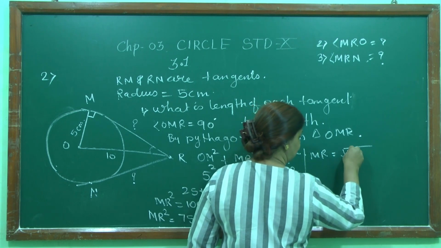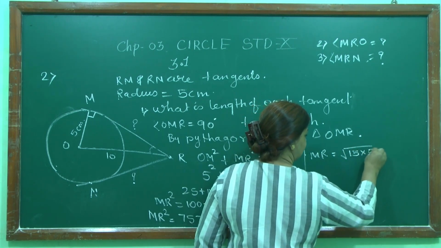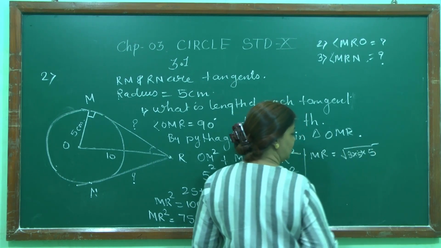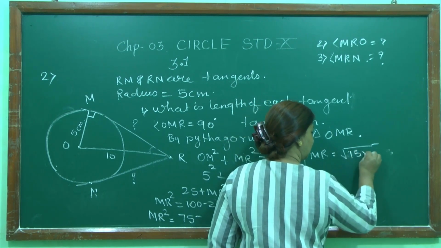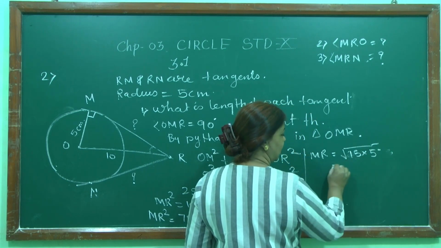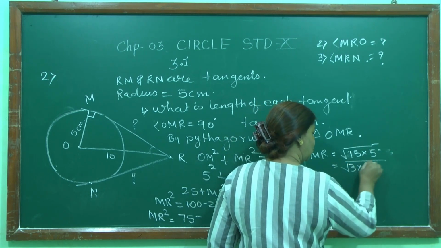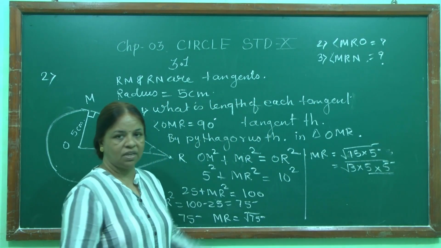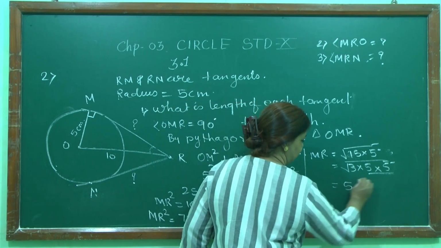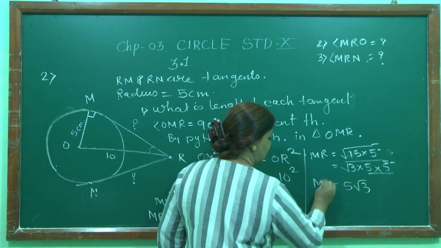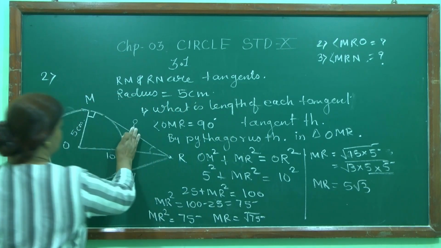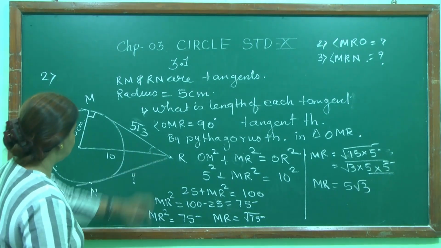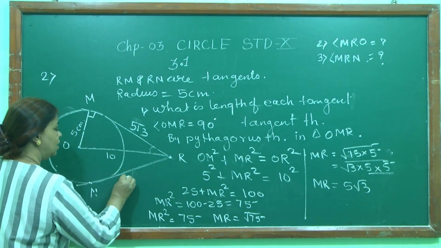I can write 75 as 15 times 5. Further, 15 can be written as 3 into 5, and this is already 5. Now 5 is two times under the root, so I can take it out. So 5 root 3. So MR is 5 root 3. Now MR is 5 root 3, and NR also will be 5 root 3.